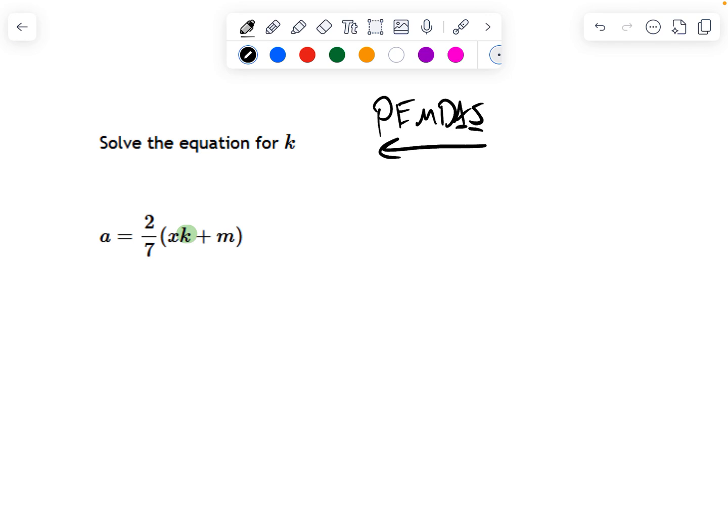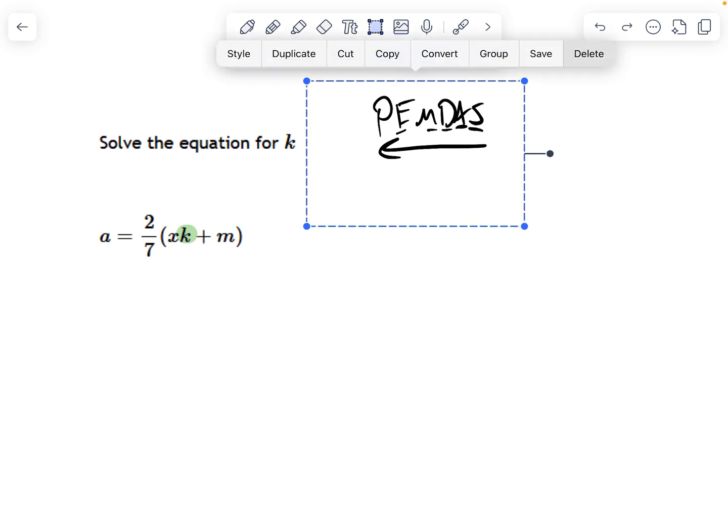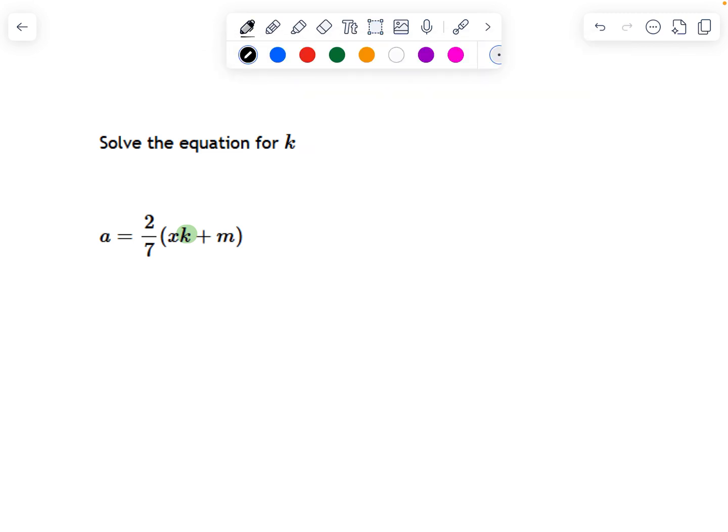You will deal with any addition, subtraction, then division, multiplication, then any exponents, and then stuff that's inside the parentheses will come last. Meaning that your k inside the parentheses, you're going to do that after all of the stuff outside the parentheses gets dealt with. So we need to get rid of our 2/7, and that's where we're going to start with this problem.